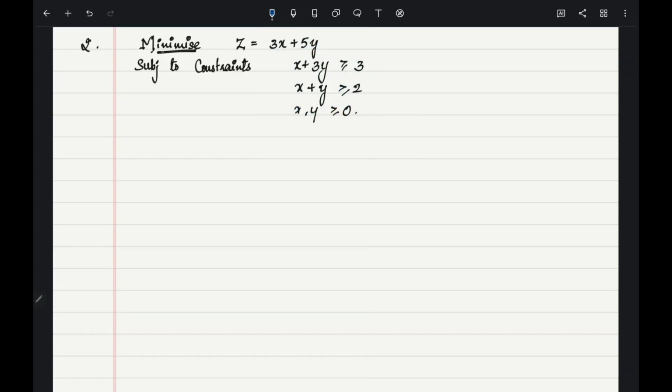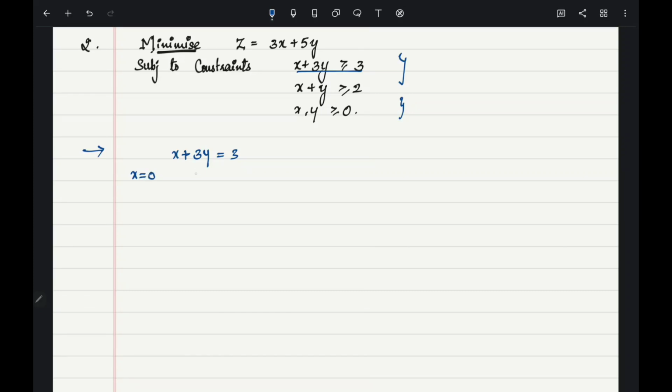So what they have given: minimize z is equal to 3x plus 5y subject to the constraints x plus 3y is greater than or equal to 3, x plus y is greater than or equal to 2, and x, y is greater than or equal to 0. So these are the two constraints and this is the non-negative constraint we will be having. So take up both the constraints in a separate manner. I have taken x plus 3y is equal to 3. So I have written the inequality as an equality. So substitute the values and find the solution for the line.